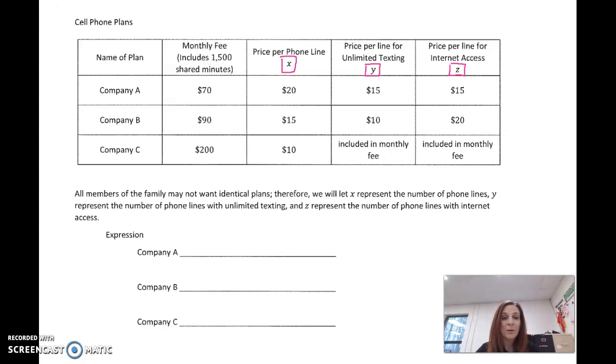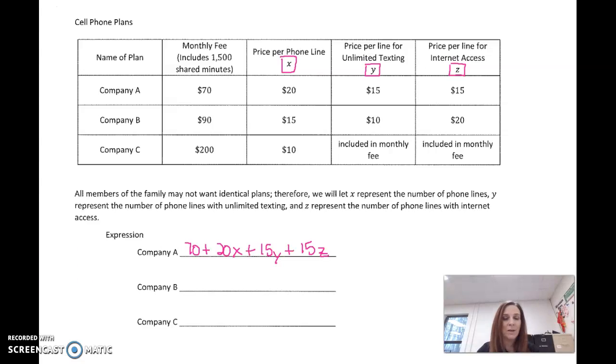So company A, you're going to pay the $70, no matter what. Plus, because obviously we're going to keep adding the price up, they are trying to make money, we're paying $20 per phone line. So one line is 20, 2 lines is 40, 3 lines is 60, we're just multiplying. So I'm going to say 20 times X plus 15 per line for unlimited texting, so that's 15 times Y plus 15 times Z. And again, we're multiplying when I put the number and the variable together, that means multiplying, okay? Because if I have 2 lines that want data, I'm going to go 15 times 2.